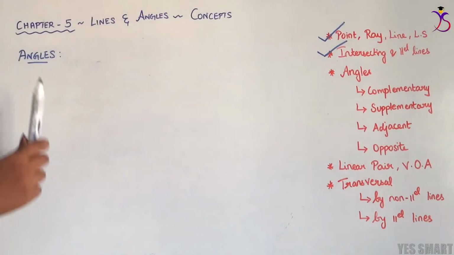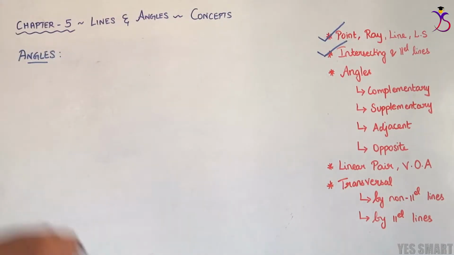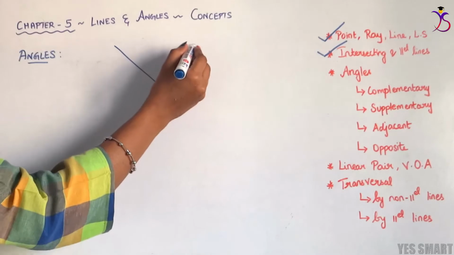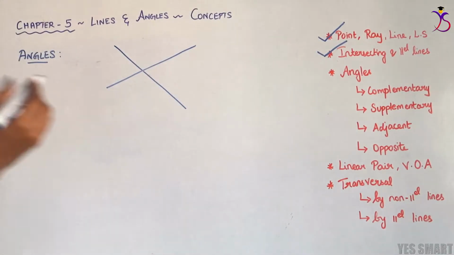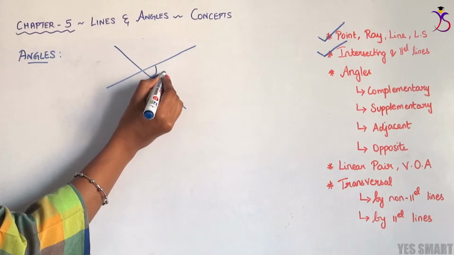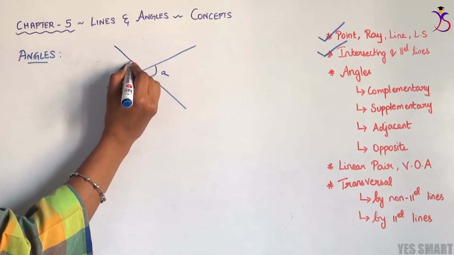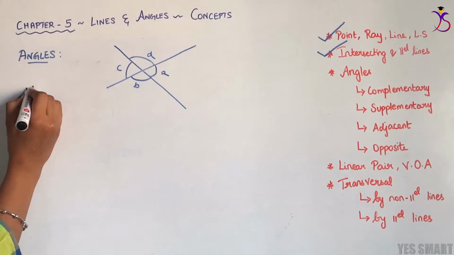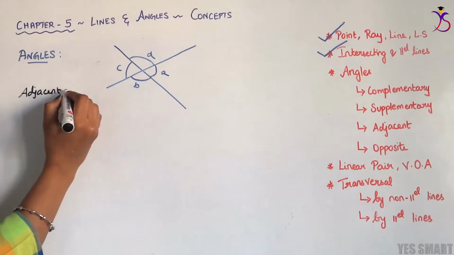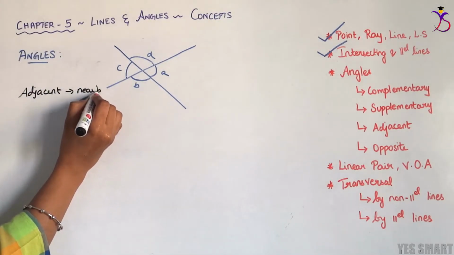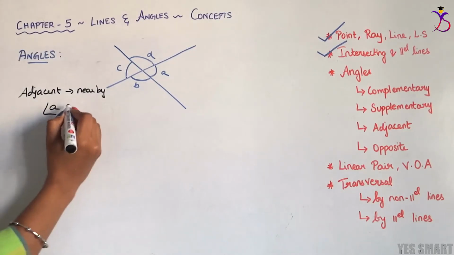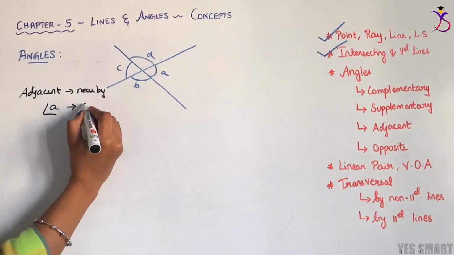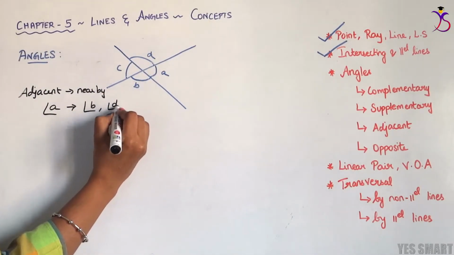Now let's look into adjacent angles. Adjacent means next to, nearby. For example, let's consider two lines. We have angle A, angle B, angle C, and angle D formed. Adjacent angles, as I said, are just the nearby or neighbor angles. So for angle A, the next angles to angle A are angle B and also angle D. Therefore, angle B and angle D are the adjacent angles to angle A.